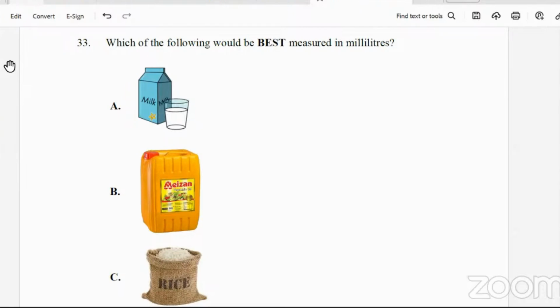Okay, so milliliters are pretty much the smallest unit of measurement using liters. So we would not measure rice, of course. Remember, we said that the milliliters would be for liquid, and then of course that big jug of oil, milliliters would be too small of a unit for that. So milk, okay, the glass of milk, that could be measured in milliliters. Answer is A.